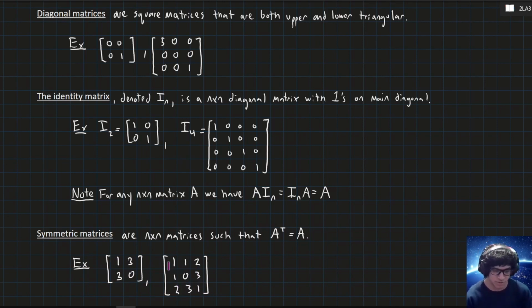The entries that are across the diagonal from each other have to be equal. These entries have to be equal. The 2 and the 2, and the 3 and the 3 have to be equal. Notice with symmetric matrices, it doesn't matter at all what's on the diagonal. It just matters what's across the diagonal, that they're exactly equal like this. So symmetric matrices will be very important later in this course.